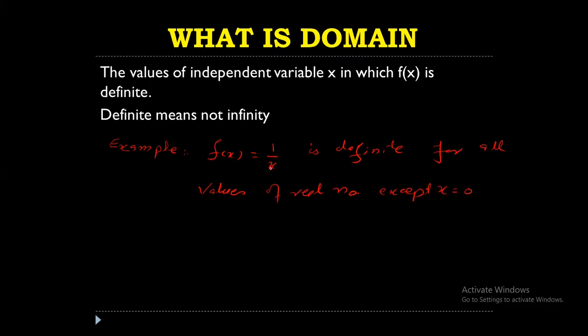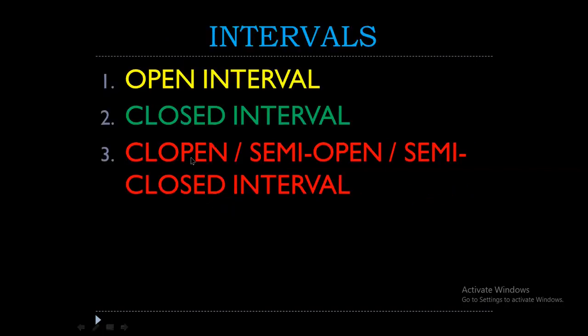It is 1 over x, which means the value of x should not be 0. If the value of x is 0, then the function becomes infinity. So in every type of question, we should avoid making it infinity. So there are, just a minute, intervals. Sometimes we have to write the answer of domain in terms of intervals.